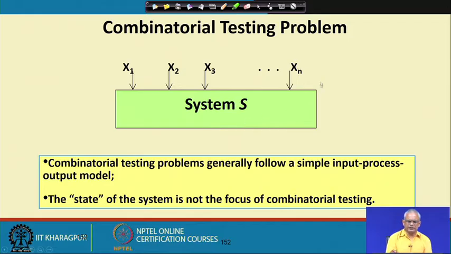We need to design the combinatorial tests for every state of the system and also every transition, and therefore, the problem becomes more complex. But we are now restricting to a simpler problem where the system has only one state and these are the inputs, and we need to test using various possible combinations of the inputs.